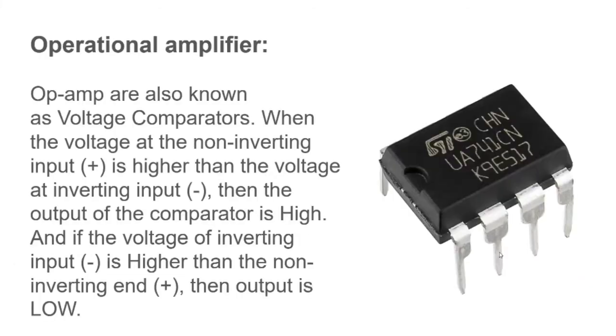Operational amplifier. Operational amplifiers are also known as voltage comparators. When the voltage at the non-inverting input is higher than the voltage at the inverting input, then the output of the comparator is high, and if the voltage at the inverting input is higher than the non-inverting input, then the output is low.